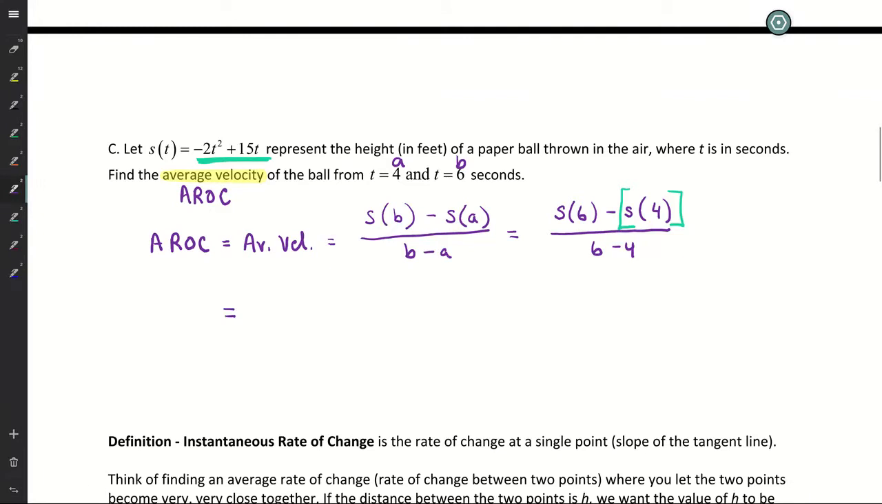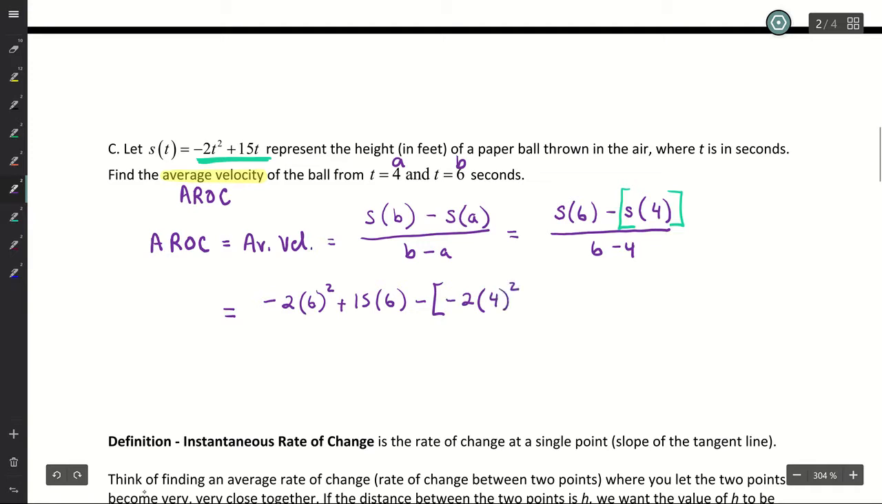All right, so we want to evaluate s of 6. That means go to this function and plug 6 in. So it's going to be negative 2 parentheses, plugging in 6, squared, plus 15 multiplied by 6. So there's s of 6. And then minus, I'm going to use a bracket. We're now going to evaluate s of 4. So negative 2 multiplied by 4 squared plus 15 times 4. And all of this is over 6 minus 4. 6 minus 4 is 2. So we've got that there.